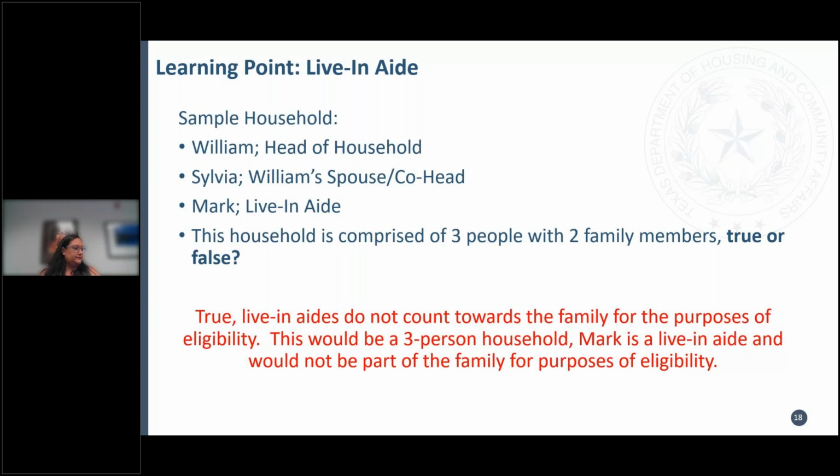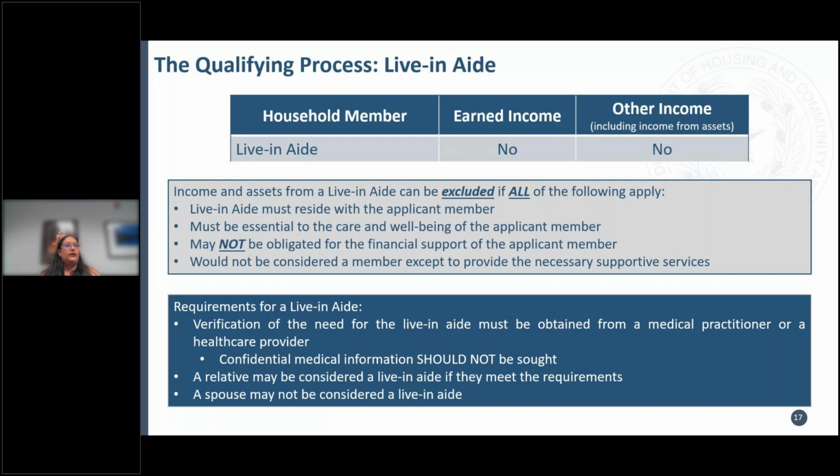What documentation should be in the file regarding the live-in aid? This right here, that blue box at the very bottom that says requirements for a live-in aid. You need to have a verification of the need for a live-in aid. You need to have who the live-in aid is, and whatever, if you require an application for a live-in aid, that just includes basic contact information, I would expect to see that. But for eligibility purposes, a verification of a need for a live-in aid and who is the live-in aid is all I would really expect to see in the file.